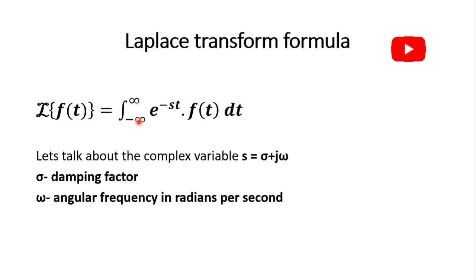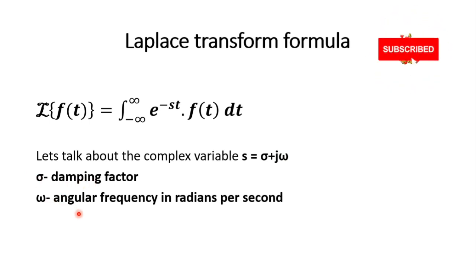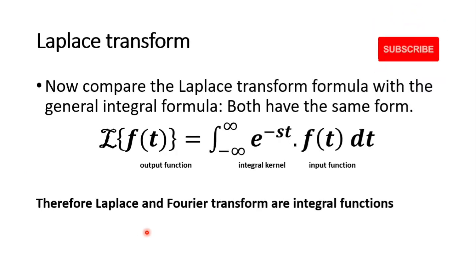It is equal to the integral with limits negative infinity to infinity of e to the power negative st times f(t) dt. Let's talk about the complex variable s, which is just here. S is equal to sigma plus j omega. And what does sigma represent? It's the damping factor, and omega is a frequency in radians per second. Let me move to my next slide.